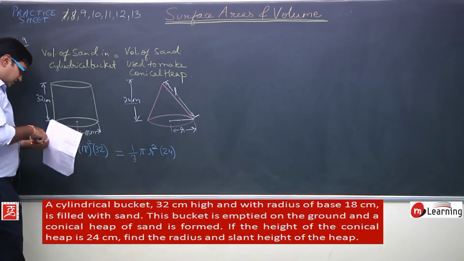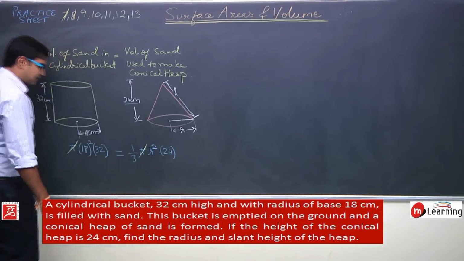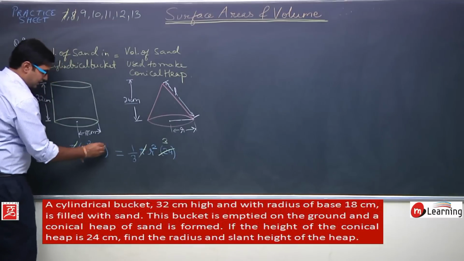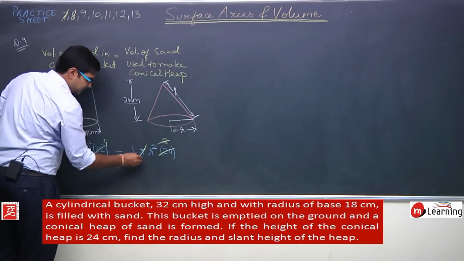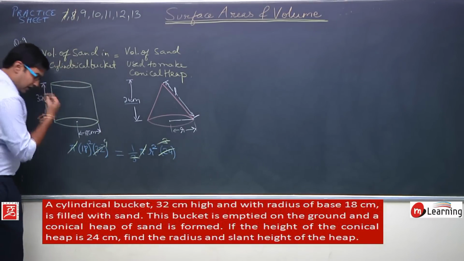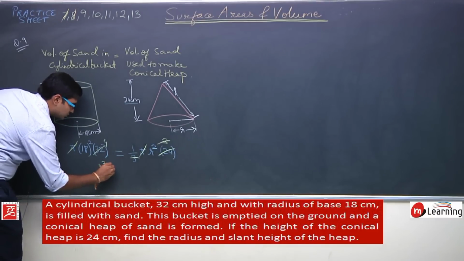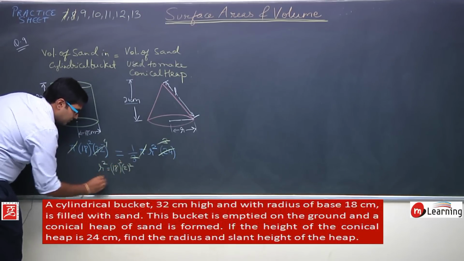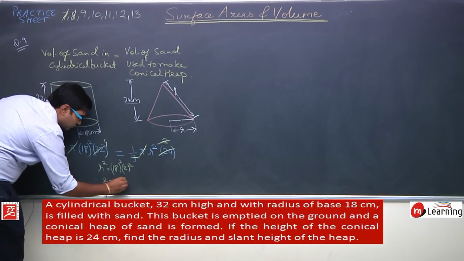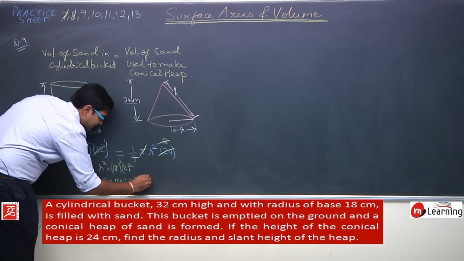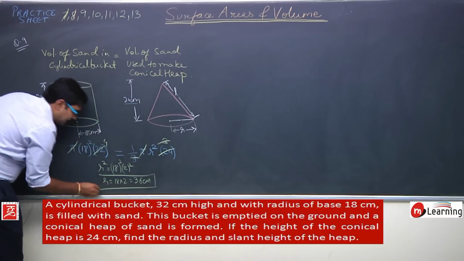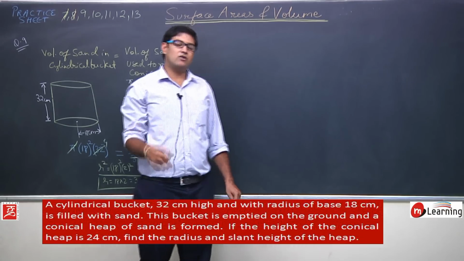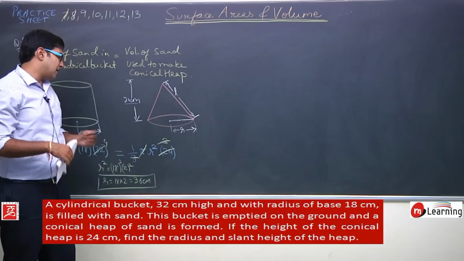So now just by solving this, pi and pi will get cancelled. Here I will have 4. 8 3s are 24 and 8 4s are 32. Here the 18 square into 4 gives r square, so r square is equal to 18 square into 2 square. So r is equal to 18 into 2, that is 36 centimeters. So the radius of this conical heap is 36 centimeters. So we have calculated the radius. It's very simple, just by comparing the volume.